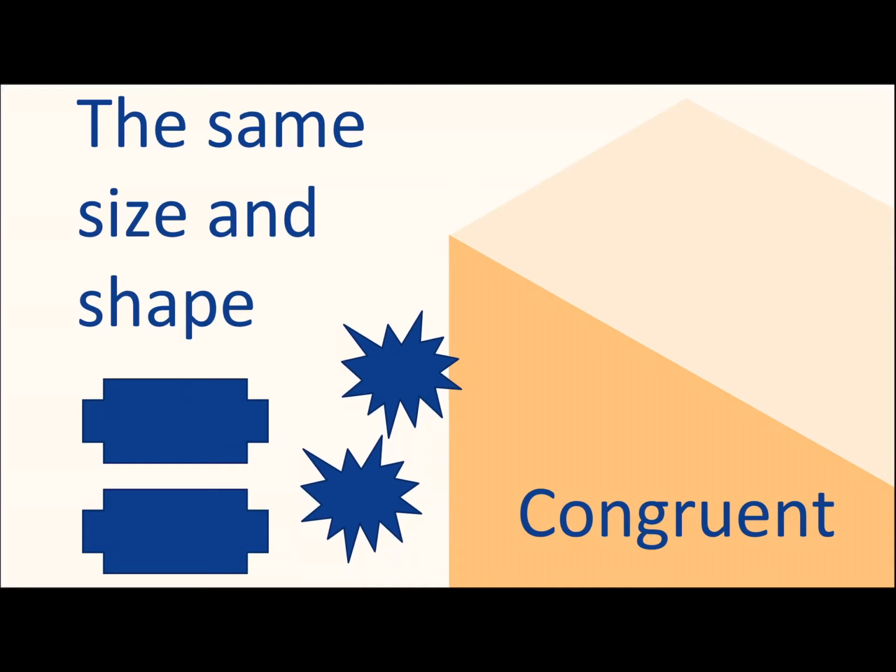So if you have all of the paper in your printer at home, it's all A4. They are congruent sheets of paper because they're exactly the same size. They're exactly the same shape.